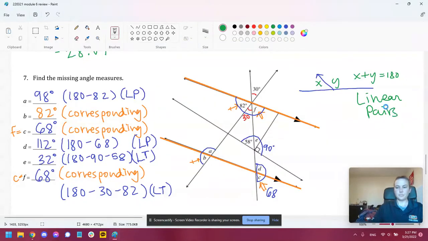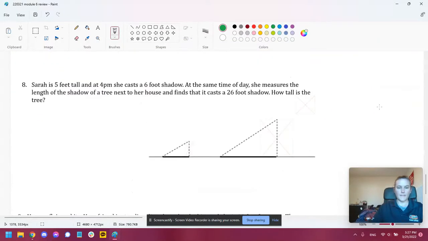All right, last two. Sarah is 5 feet tall. I'm assuming this one's Sarah. And at 4 p.m., she casts a 6-foot shadow. So she's 5 feet tall when she's standing straight up. Because she's standing straight up, it's a 90-degree angle. Shadows are on the ground, so we'll label this one on the ground as 6.